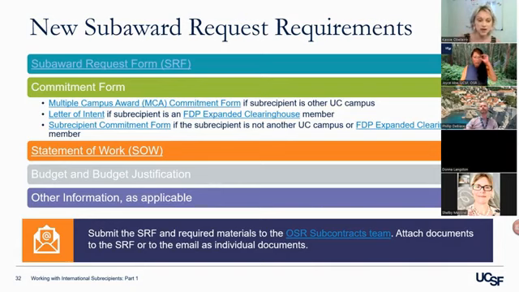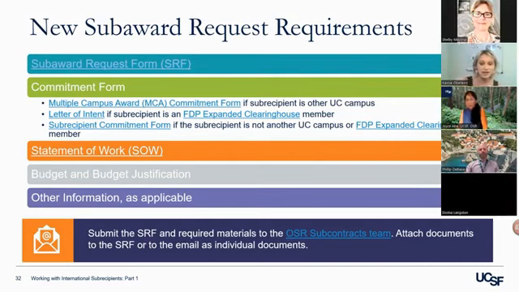And that's what's required, that serves as the commitment form if they're an FDP participating member. If they are neither of those, then we would need the subrecipient commitment form. So I hope that answered your question, but the links are here for those forms so that you can easily find them. And they're letting us know that it's approved to go through. So yeah, I see Shelby has her hand raised.